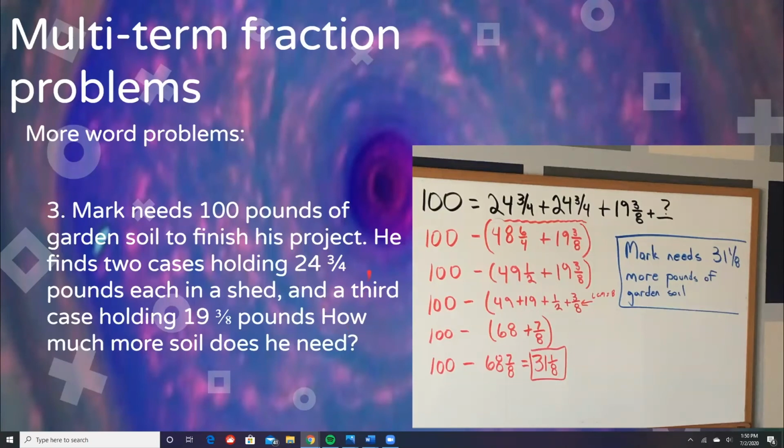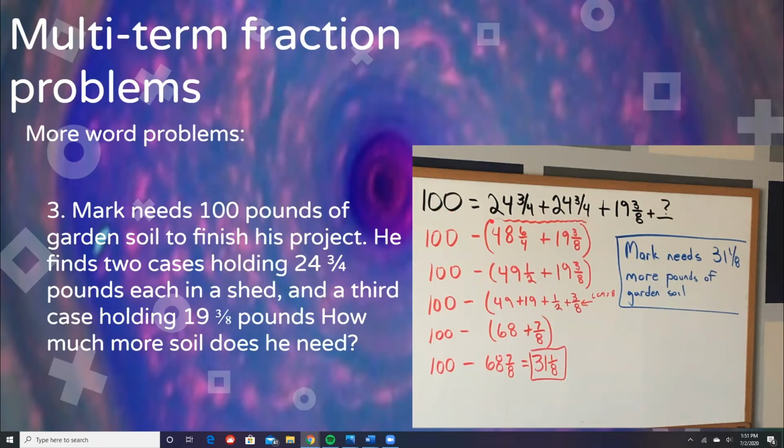So again, what do we know? I illustrated in my worksheet, he had 24 and 3/4 pounds, and he had another 24 and 3/4 pounds, and he had 19 and 3/8 pounds. So all we want to do is find out whatever this number here is for what he needs to make a balance of 100. So we know that if we subtract this total from 100, we should come up with our solution.